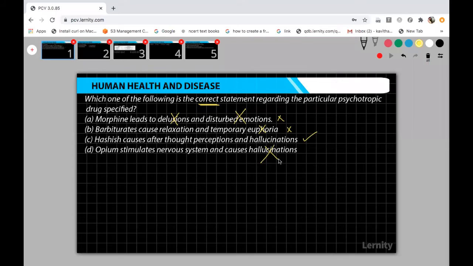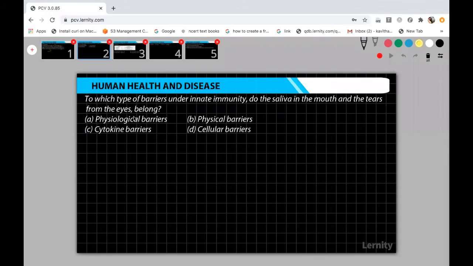Opium stimulates the nervous system and causes hallucination. Opium is not a hallucinogen. Also, it will not stimulate the nervous system because it is a narcotic. It is not a stimulant. Only a stimulant will stimulate the nervous system. So the correct statement is option C. Okay. Now the second question.